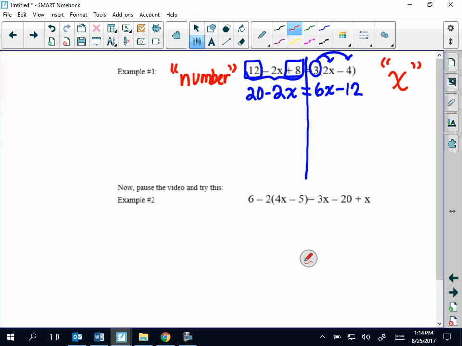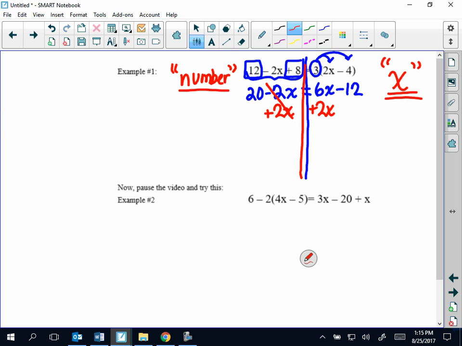So if the x's are going to end up on the right, then I need to get rid of this 2x on the left. I do that by doing its opposite. But what I do to one side, I have to do to the other. So I want the x's on the right-hand side of my equal sign, and I've done that by getting rid of it on the left.